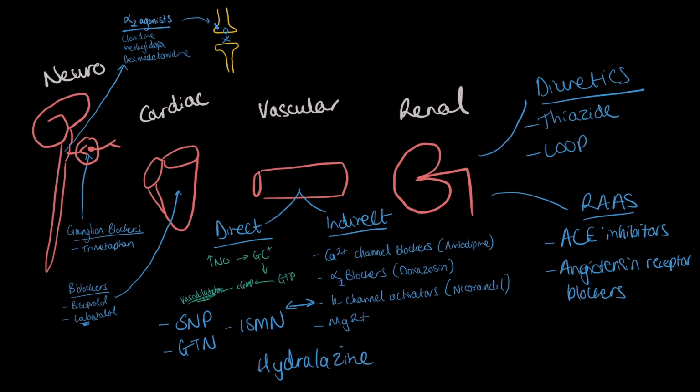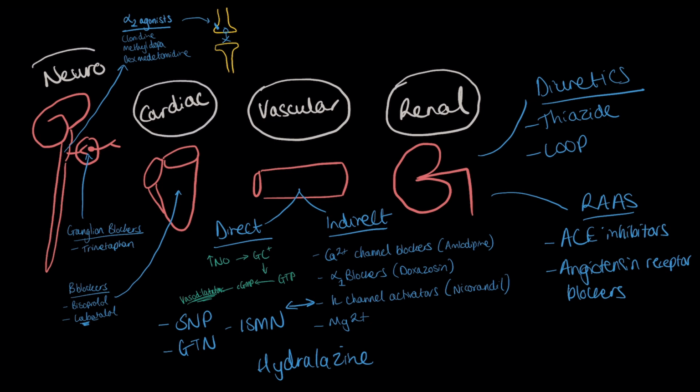To summarize, we've gone over the classification system using an organ-based approach. This includes neurological drugs, cardiac drugs, vascular drugs, and renal drugs. The extra details I mentioned may come up in the written part of the exam or in the second part of this viva, where the examiner will ask specifically about one particular drug. But if you remember the overall classification structure, you'll be off to a flying start.